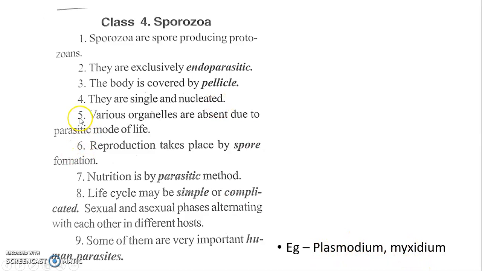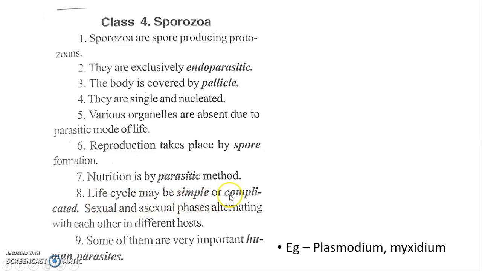Examples: Plasmodium, Myxidium. Various organelles are absent due to the parasitic mode of life. Parasitic mode means they depend on others for food. That's why they lack some organs, because they get ready-made food. Reproduction takes place by spore formation. Nutrition is by the parasitic method.